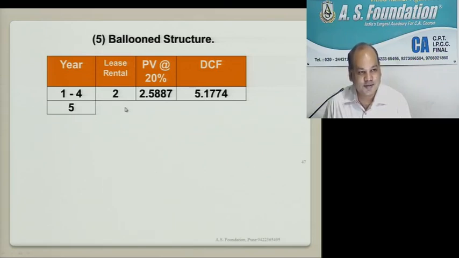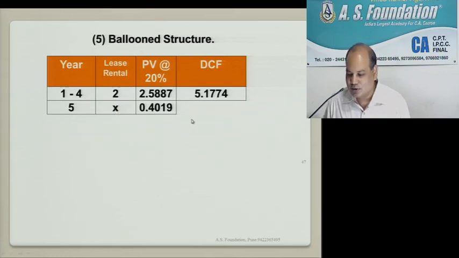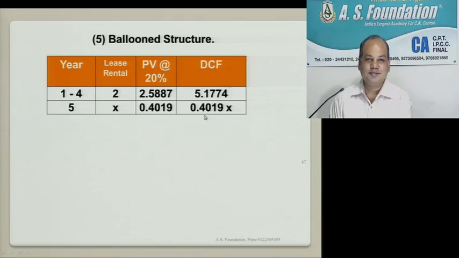Next, year 5, factor 0.4019. And what is the rent you will write here? It is the missing number, so we'll assume for the time being it is X. Now you understood the trick. You can do 2-3 homework. Multiply: 0.4019X.